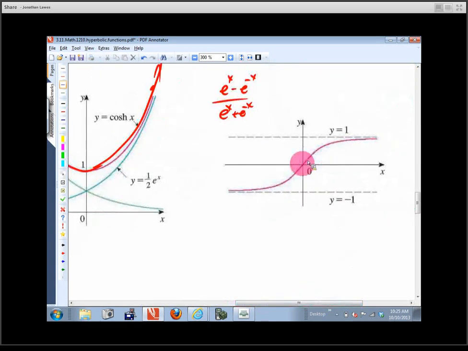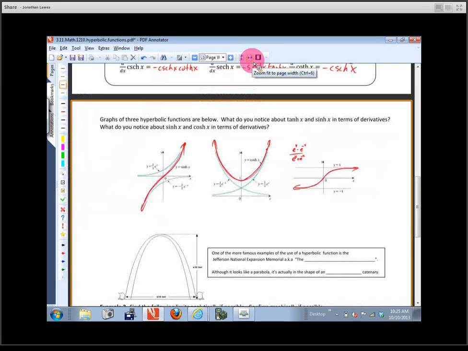That's why out on this end, we have an asymptote at positive 1. And on the bottom, they get really close to the same number, but they're opposites of each other, so we get close to negative 1.